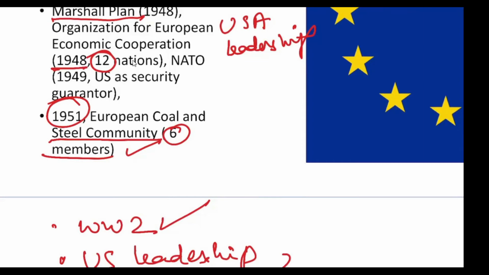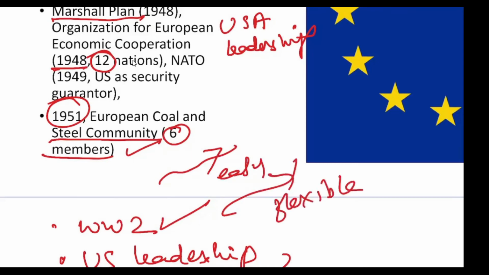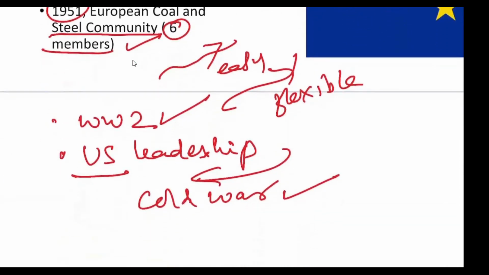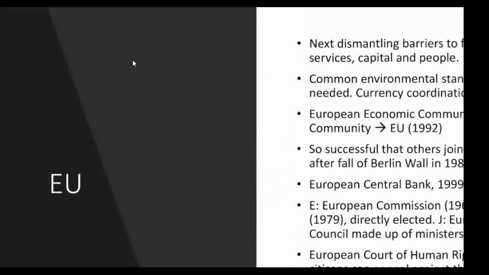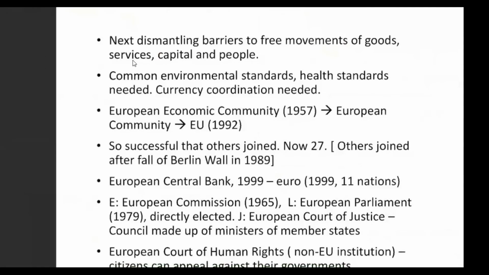So they created structures of easier entry, easy, flexible. Okay. And that is how they were very successful in creating a strong institution, now what is called the EU. The EU came in 1992 from the European Economic Community in 1957, and then the European Community, and finally the EU in 1992.